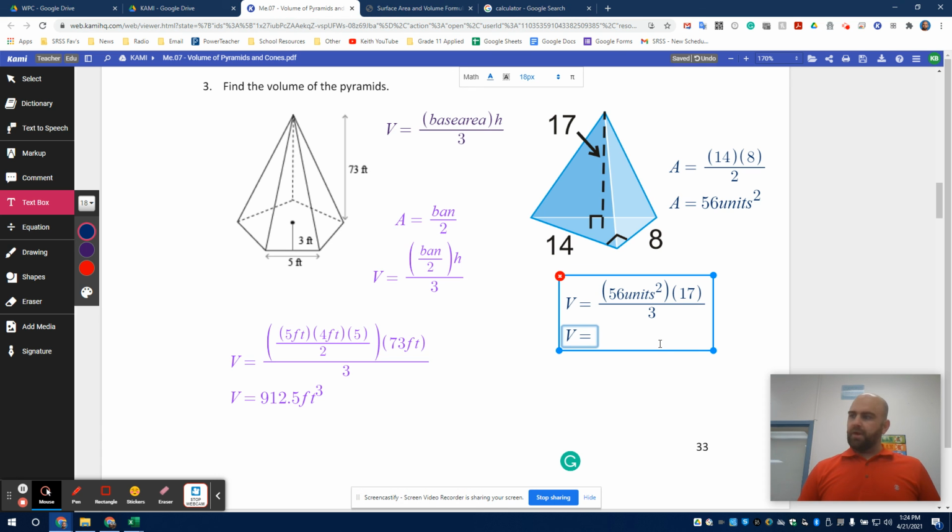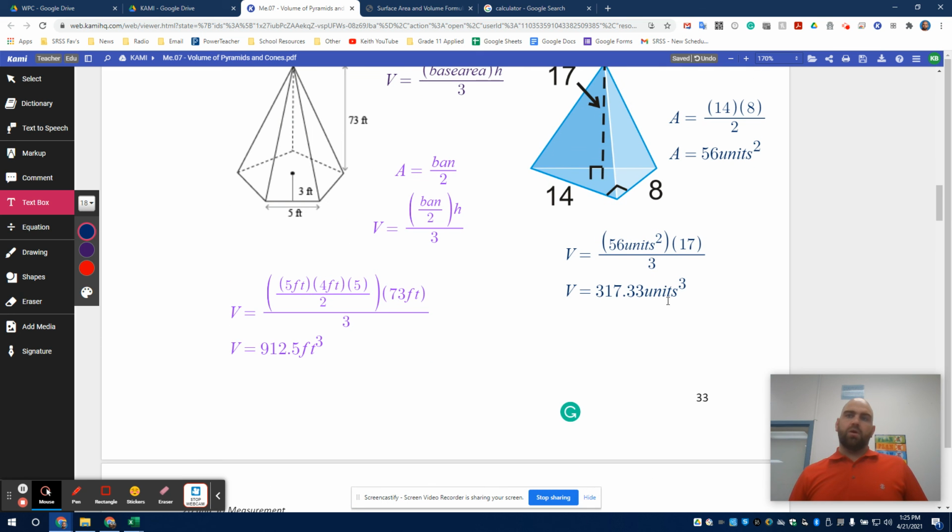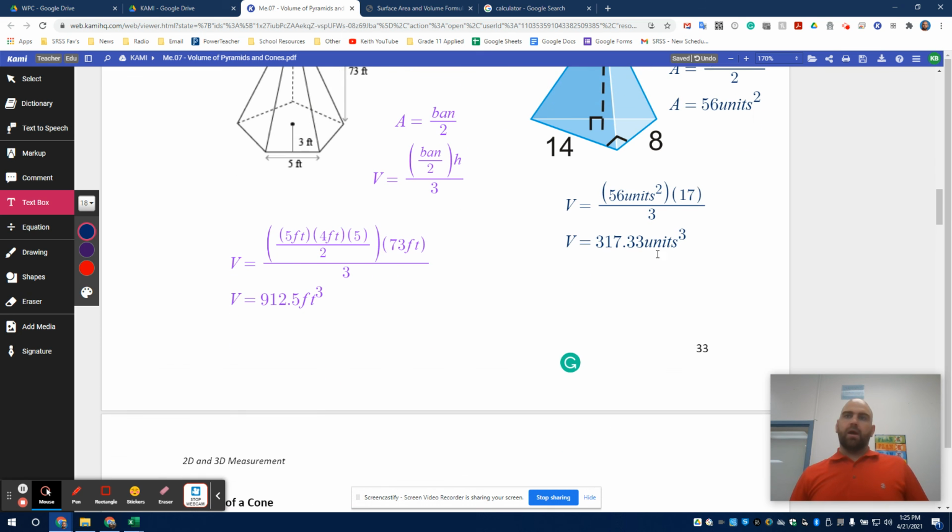And so we're going to put in our answer of 317.33 because we're going to do 2 decimal places, units cubed. Now here it's squared because it's an area, here it's cubed because it is a volume. Be very careful, make sure that you are always putting in your units properly, and they're always going to be cubed when we have volume.